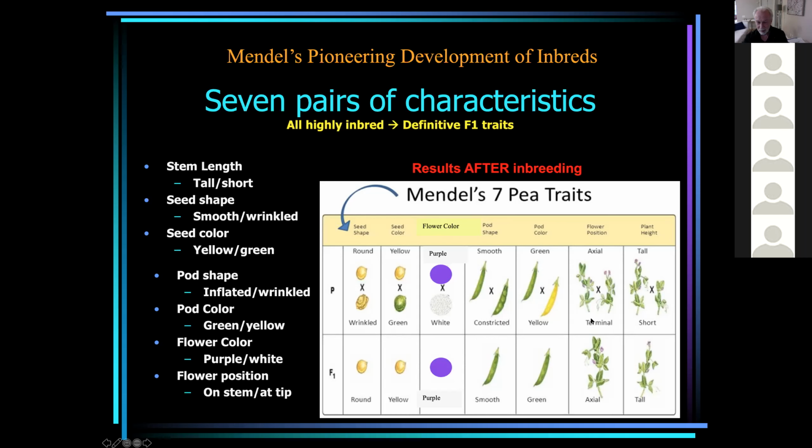Pod color, yellow versus green, it's green in the F1. And flower position, flowers can either be attached to the stem or to the terminal bud. And it turns out that the ones attached to the stem show up in the F1. And as far as plant height is concerned, it's tall that shows up in the F1. So Mendel went to the trouble of making true breeding inbred lines of both round and wrinkled, yellow and green, purple and white, and so on.